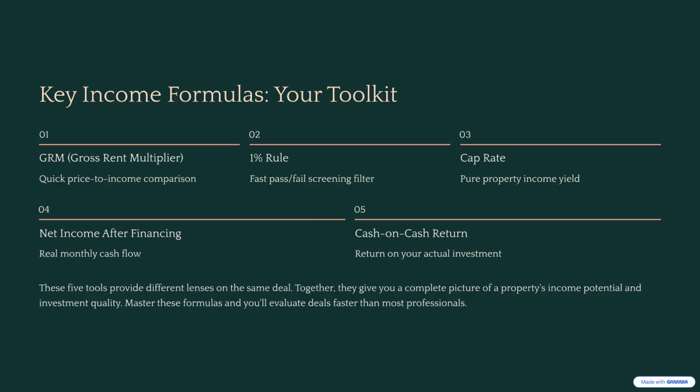The 5 key income formulas. Here's your toolkit, 5 quick checks that tell the whole story. 1. GRM, gross rent multiplier. 2. The 1% rule. 3. Cap rate. 4. Net income after financing. 5. Cash on cash return. Together, these give you a complete picture of a property's income potential and help you judge its investment quality in minutes.